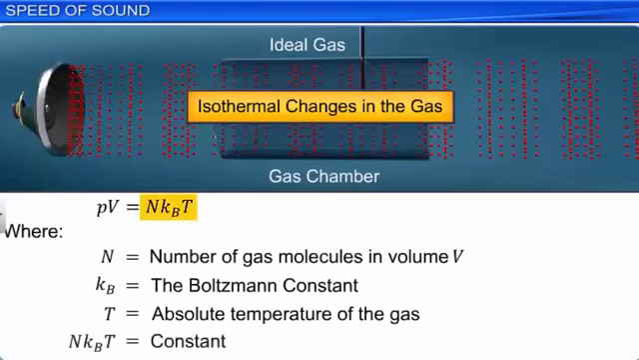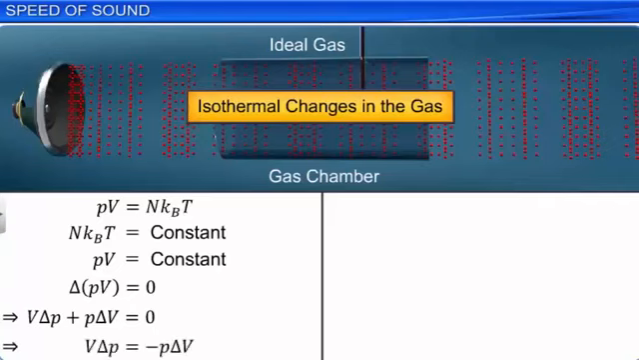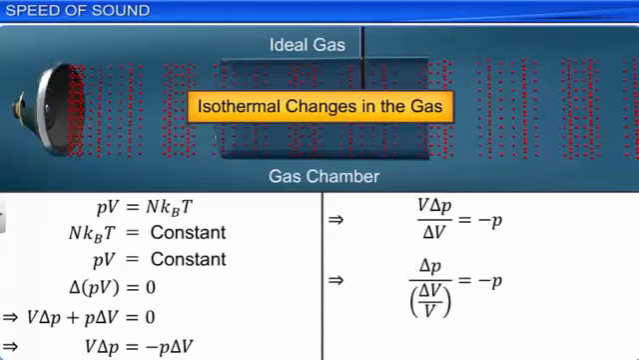The above expression leads to delta(PV) equal to zero. This implies that V delta P plus P delta V is equal to zero. This can be written as V delta P is equal to minus P delta V, so V delta P by delta V is equal to minus P. Once again, this can be written as delta P by (delta V by V) is equal to minus P. Therefore, minus delta P by (delta V by V) is equal to P. The left-hand side of the above expression is nothing but the bulk modulus B of the gas.